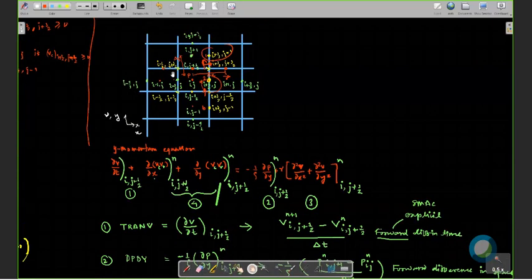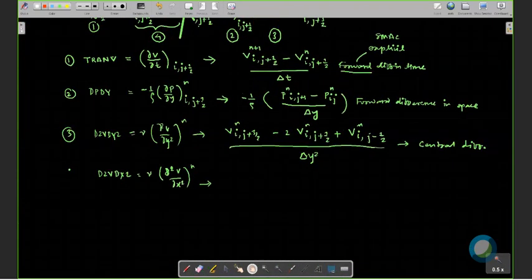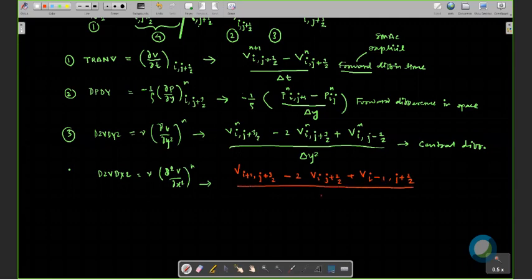V i minus 1, j plus half, minus twice V i, j plus half, plus V i plus 1, j plus half, divided by delta y square, delta x square. Okay.